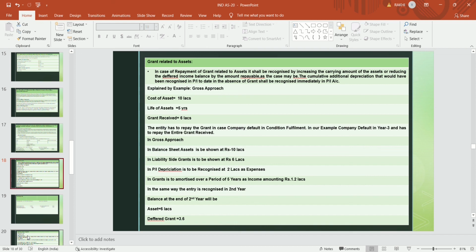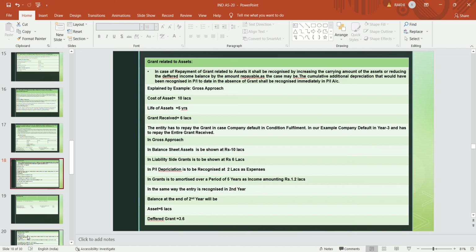In the same way, the amounts are recognized in the second year, and the balance at the end of the second year will be: asset 10 lakhs minus 2 lakhs depreciation in the first year and 2 lakhs in the second year. So the balance at the end of the second year will be 6 lakhs, and the deferred grant was 6 lakhs, amortized over a period of 2 years. So 2 years is already amortized, and the remaining balance will be 3.6, that is 6 minus 1.2 minus 1.2.